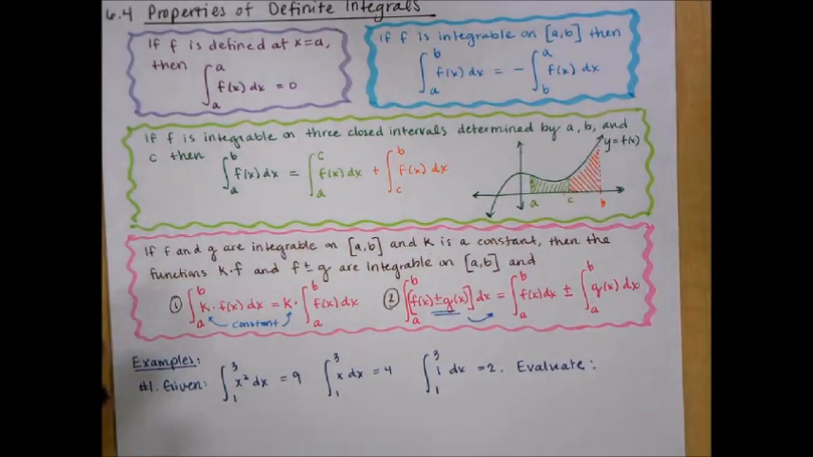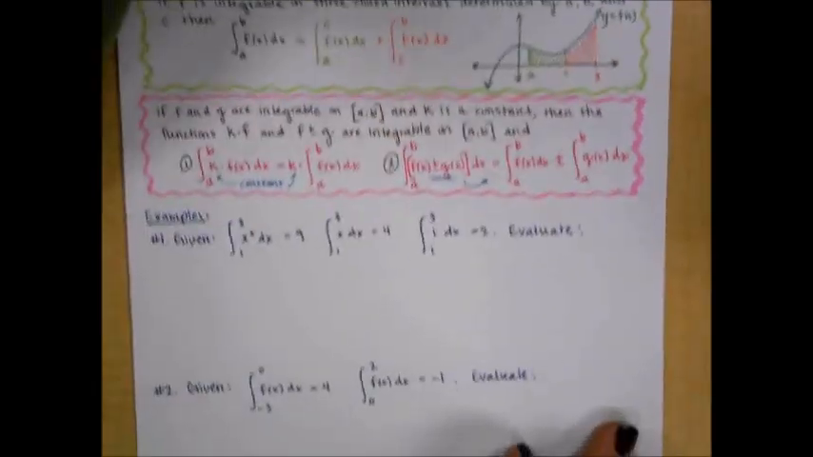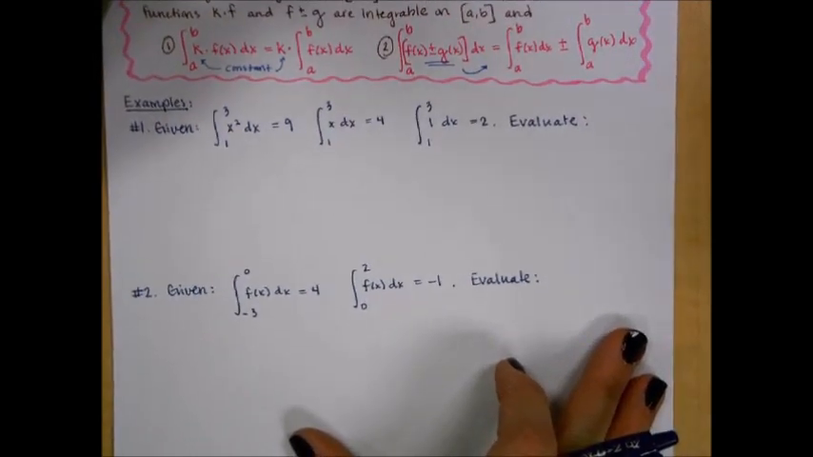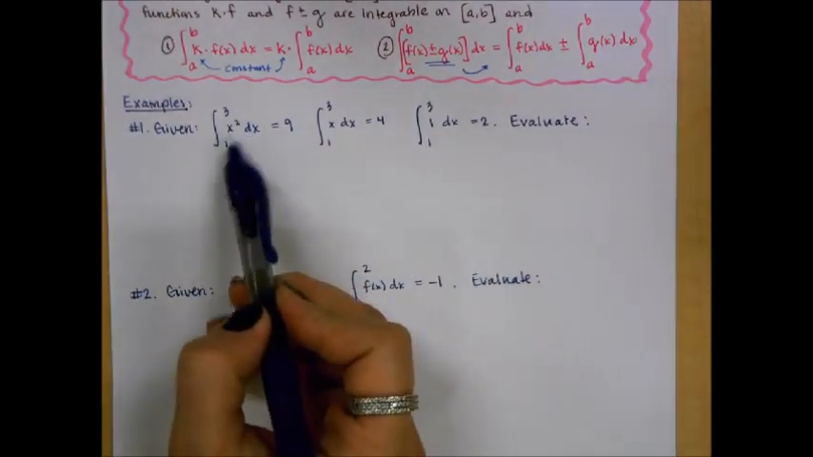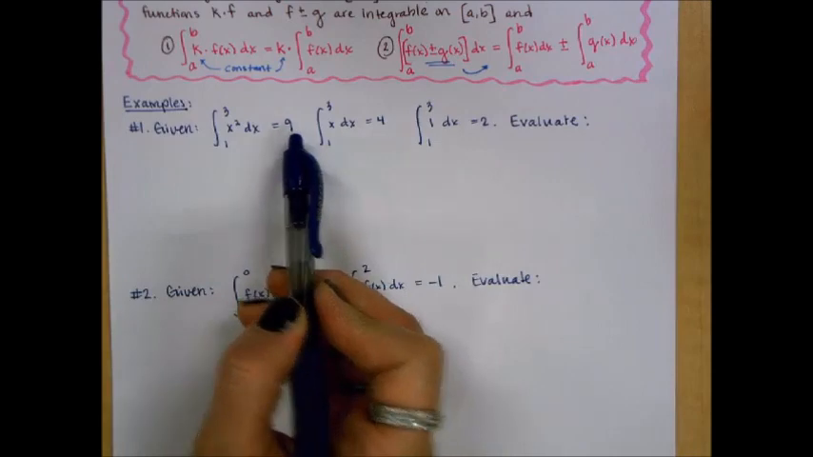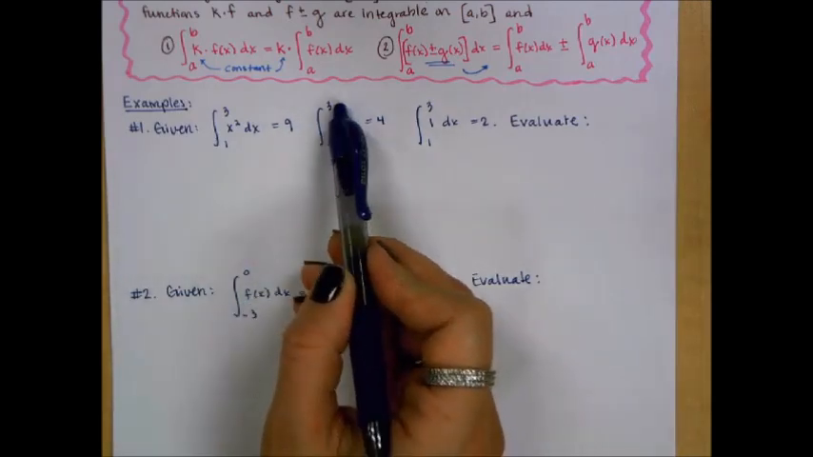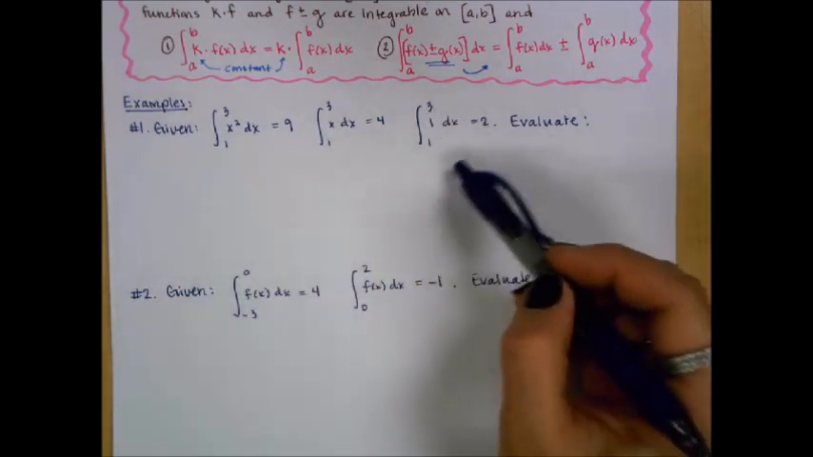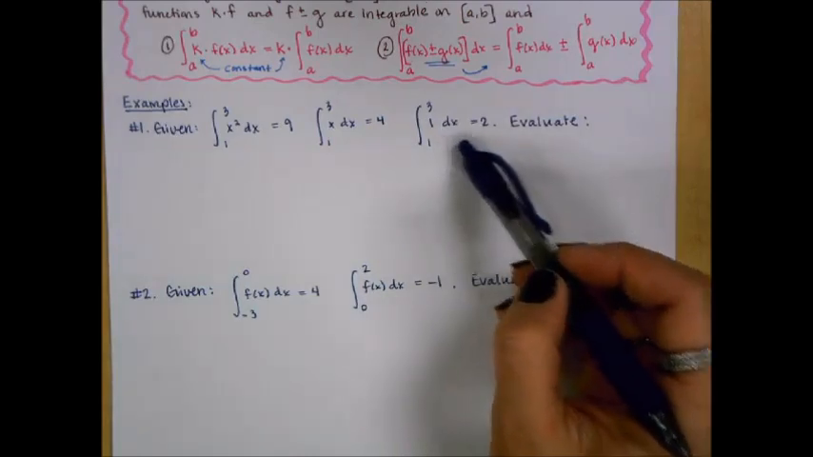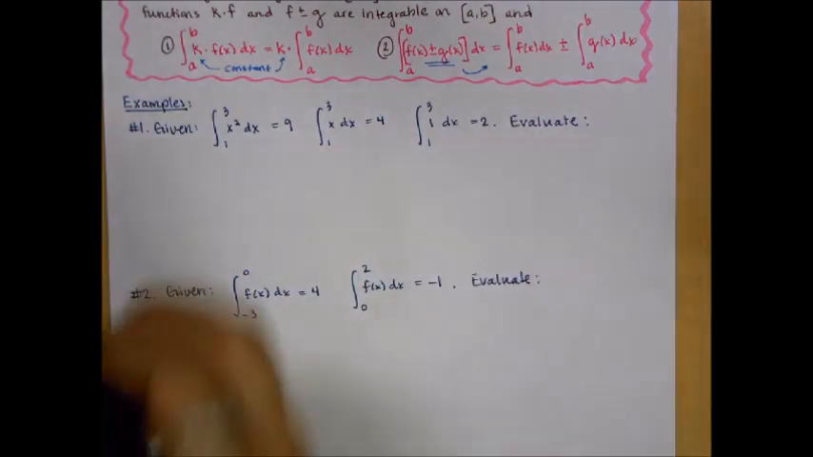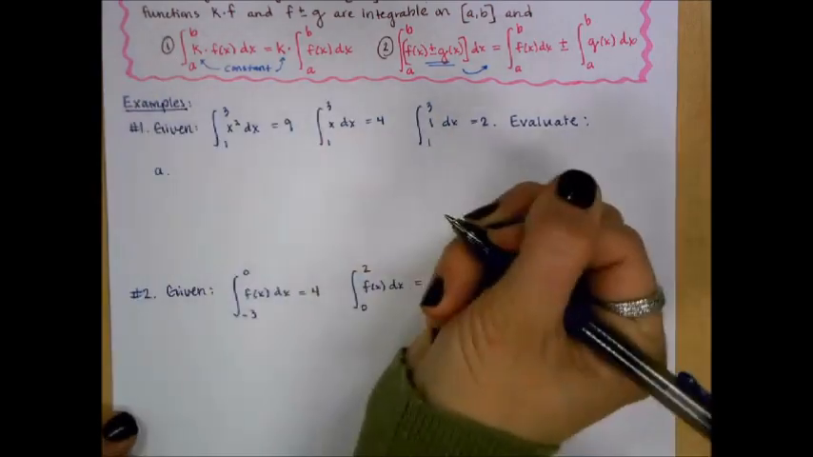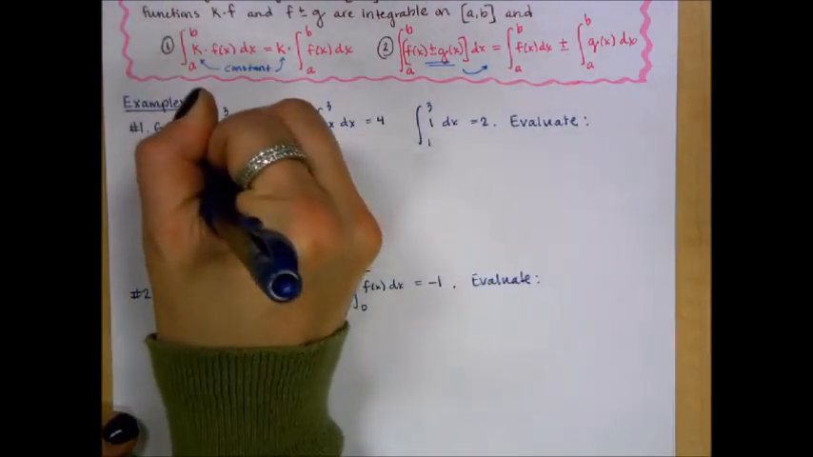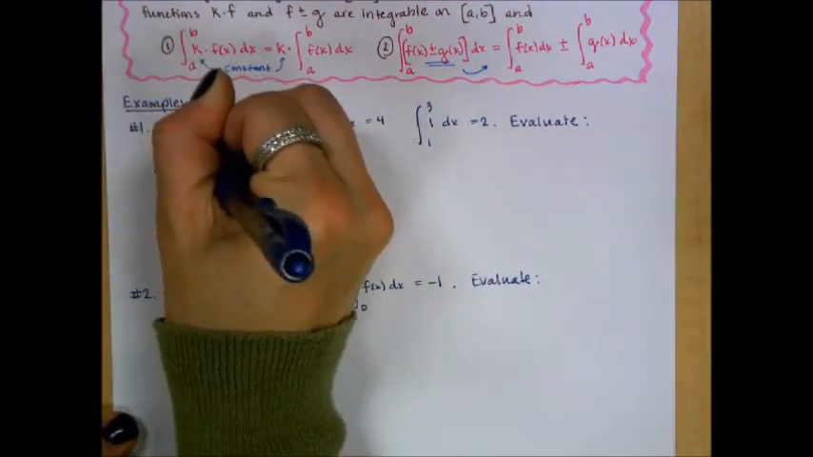Below here, you've got 2 examples. The first one defines the integral of x squared from 1 to 3 as 9. The integral from 1 to 3 of x is 4. And the value of the integral from 1 to 3 of 1 is 2. With that, we want to evaluate the following things. First, the integral from 3 to 1 of x squared.